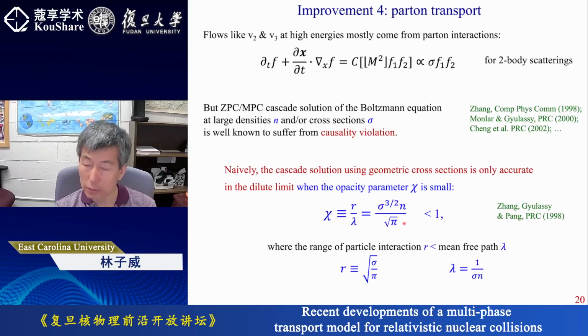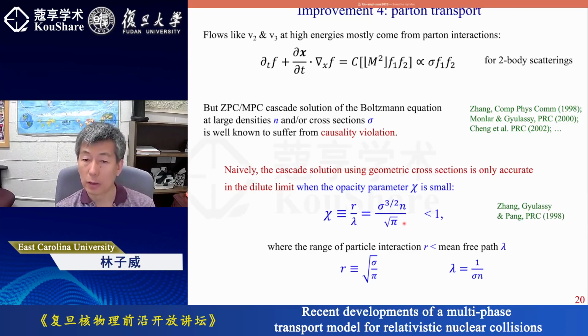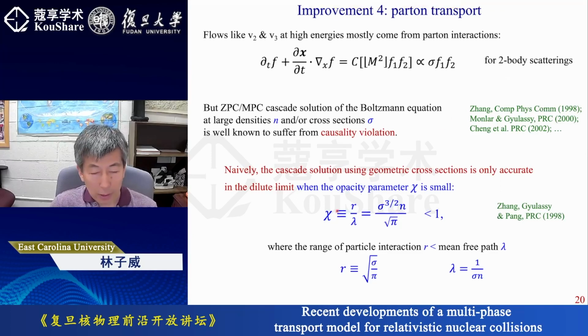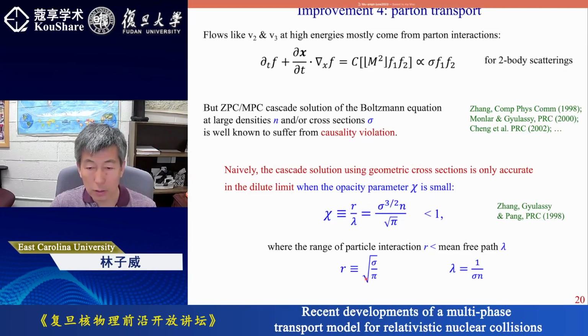Normally, naively, when it's smaller than 1, then the parton cascade will be correct. If it's much bigger than 1, it's expected to break down. And people have found that indeed it breaks down. And this chi parameter actually is defined to be the range of particle interaction, which is related to the cross-section, divided by the mean free path of the parton.